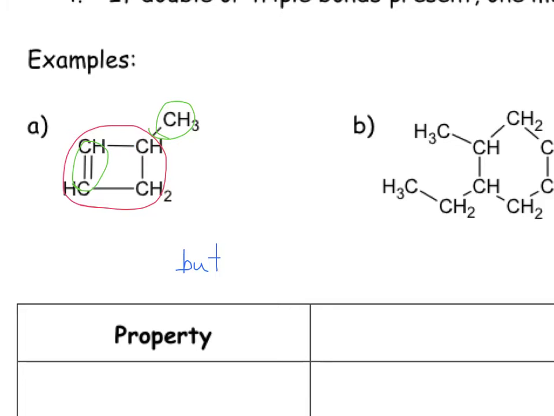So this will be a but-1-ene. It is a ring, so I'm going to stick cyclo in front to indicate that. And I'm going to have a methyl group on carbon number 3. So molecule A is 3-methylcyclobut-1-ene.